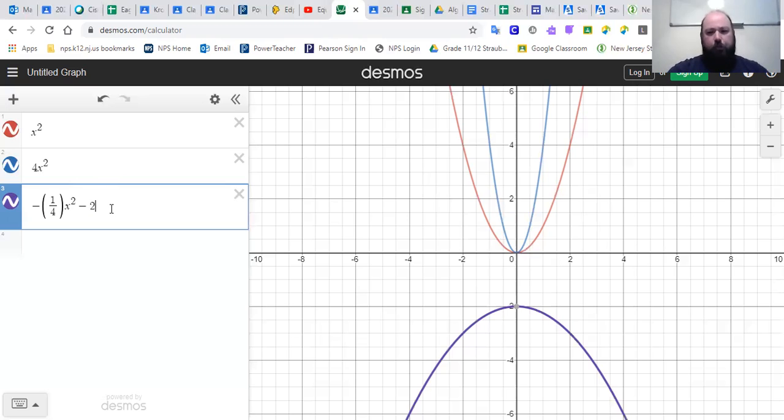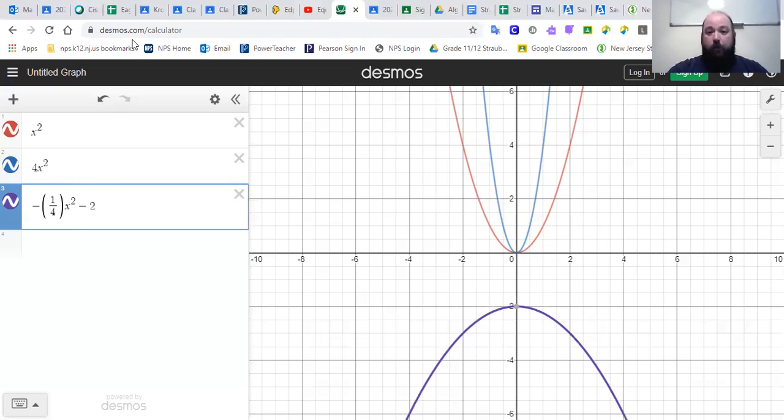So this is a very basic overview of transformations of functions, just looking at quadratics. Remember, we're going to be transforming numerous functions. We may look at absolute value functions, exponential functions, even linear functions can be translated.